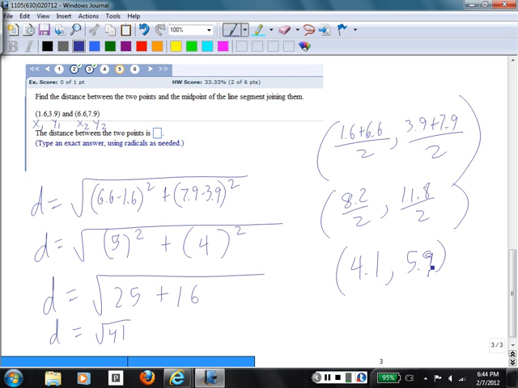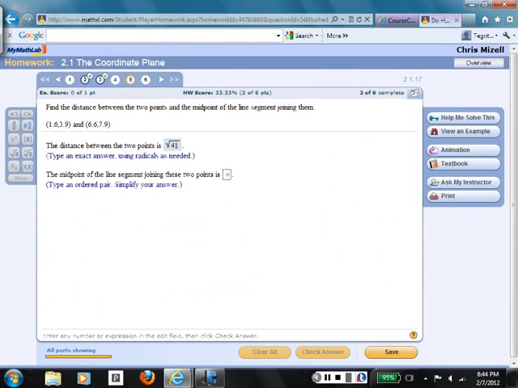Thank you. So 4.1 comma 5.9. This would be the midpoint of that line segment with the stated endpoints. 4.1 comma 5.9.